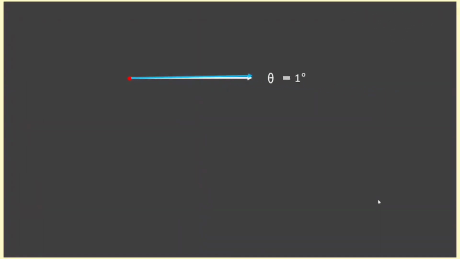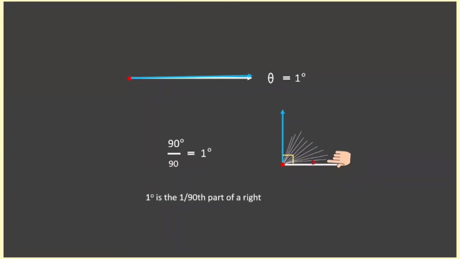The angle in between these two rays is 1 degree, but we can draw an angle smaller than 1 degree. But first, we have to understand the 1 degree angle better. When the terminal arm stands perpendicular on the initial arm, it makes a 90 degree angle. If we divide a 90 degree angle into 90 equal parts, then one small part will be a 1 degree angle. So we can say that a 1 degree angle is the 1/90th part of a right angle.